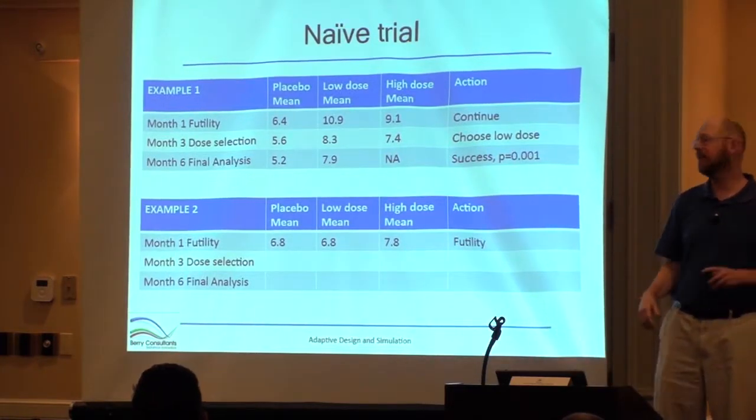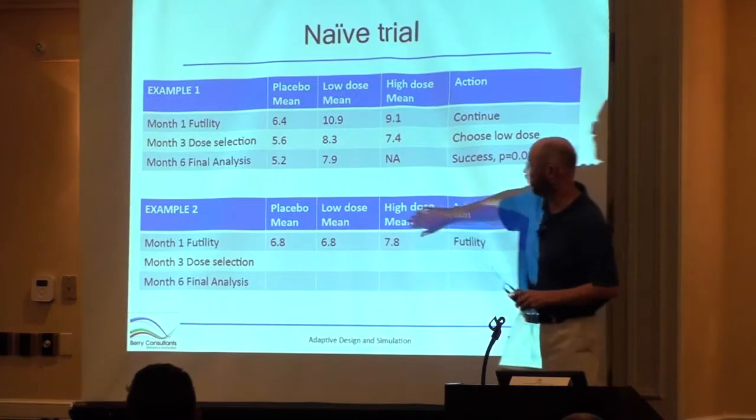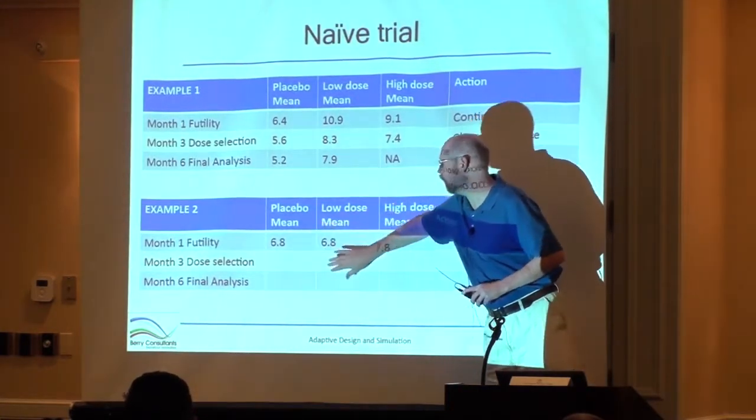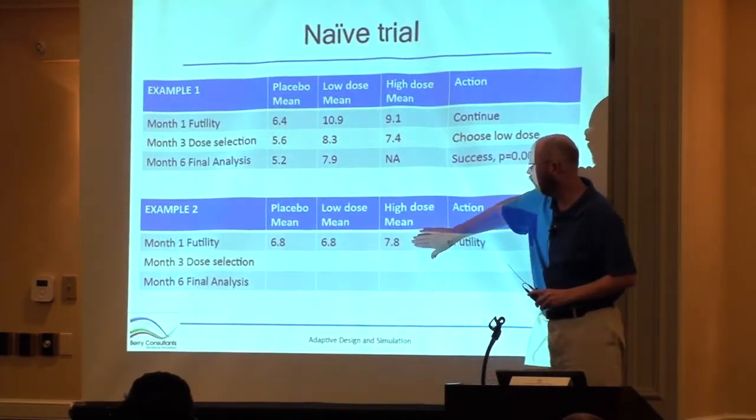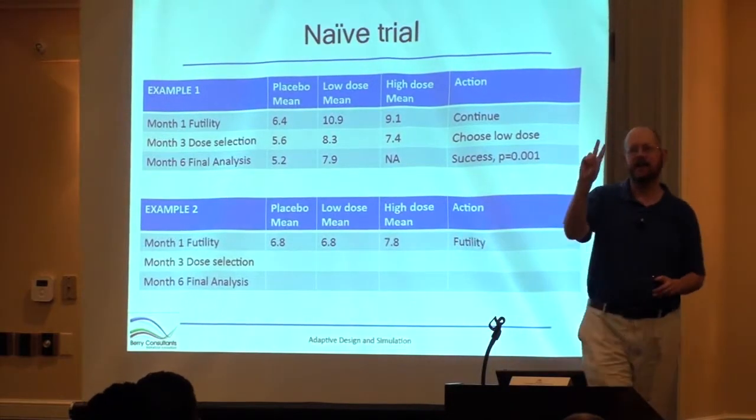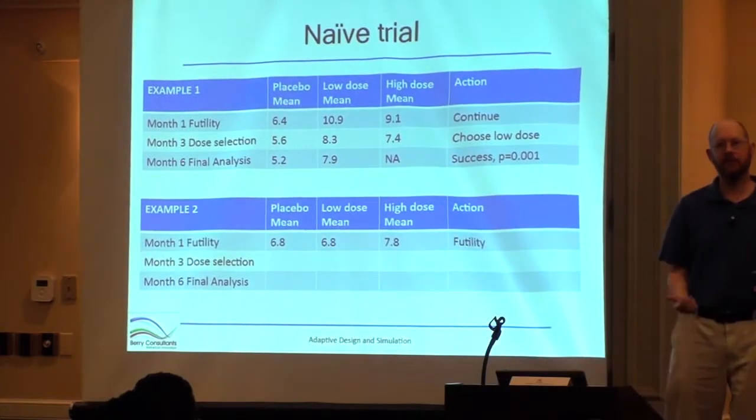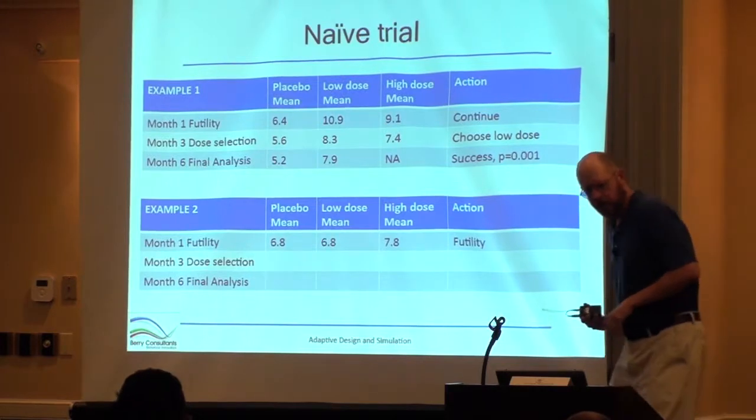It's possible I can get different data. So this would be a situation, I come in, 6.8, no effect on the low, 1 point effect on the high, doesn't meet my 2, I can declare futility. So simple rules.